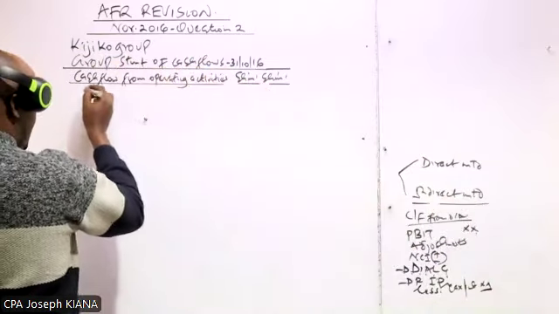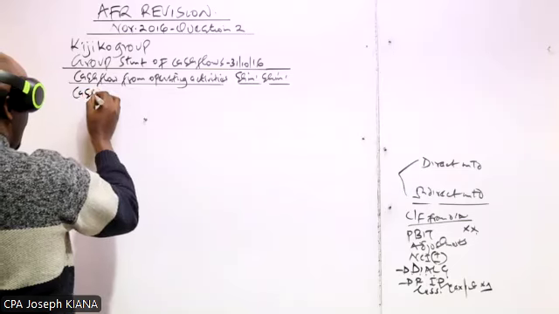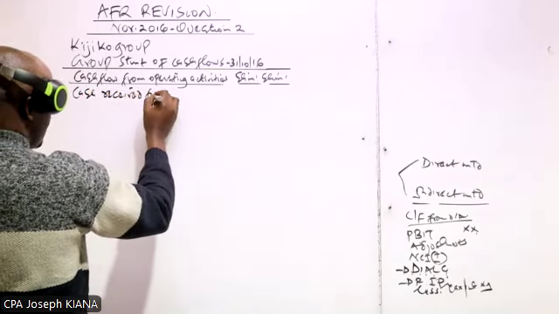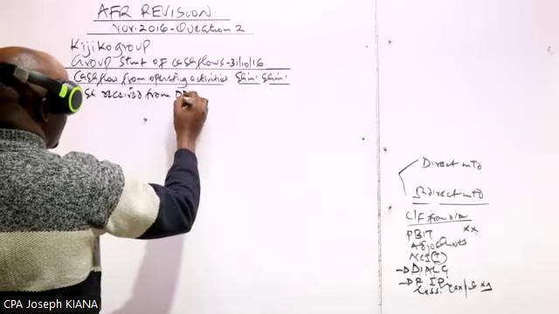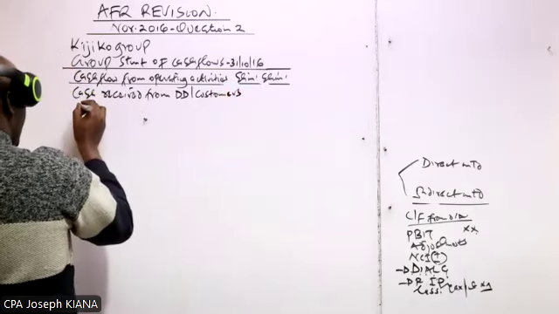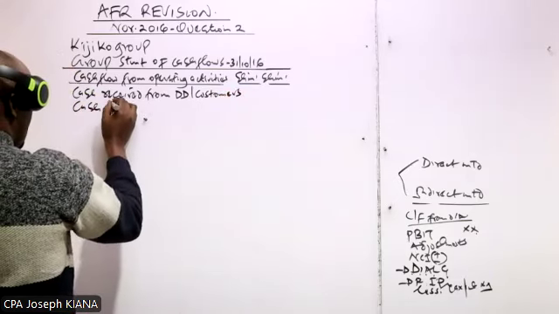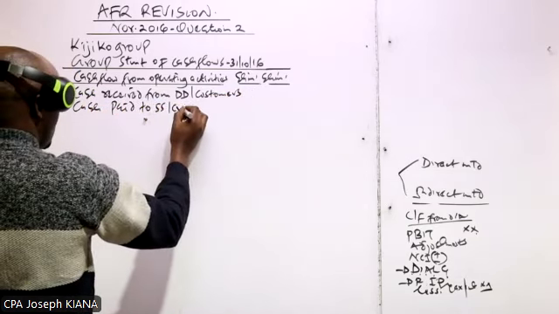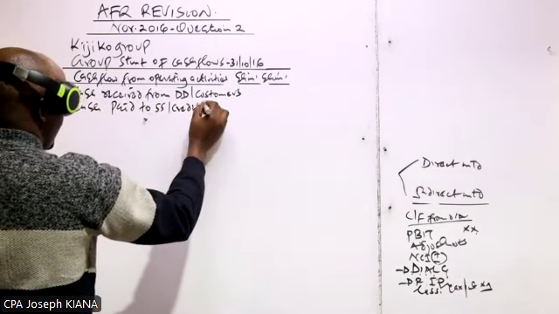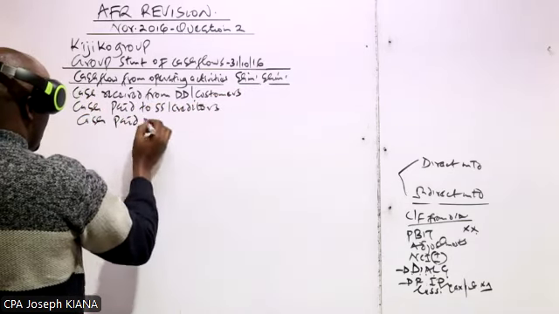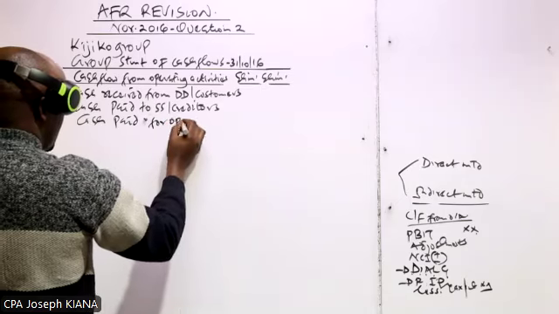But under the direct method, we determine this by considering three items here: cash received from the debtors or customers. We also consider the cash paid to suppliers or creditors. And number three, we consider the cash paid for operating expenses.